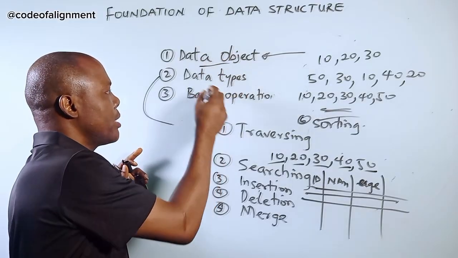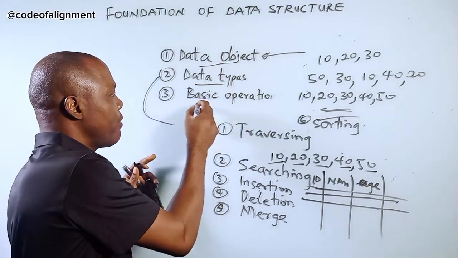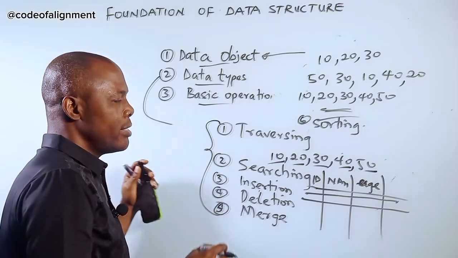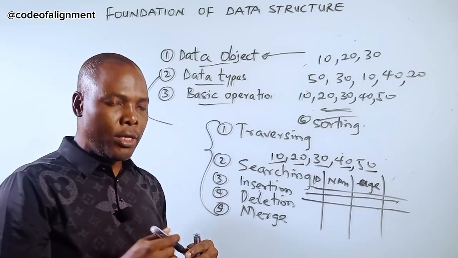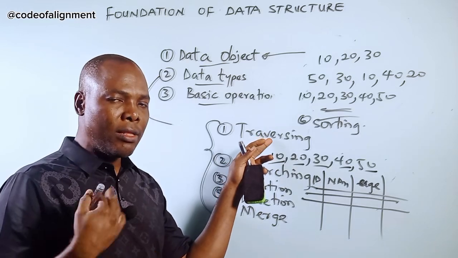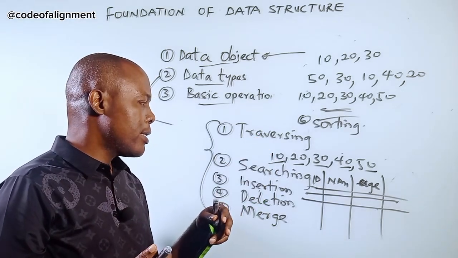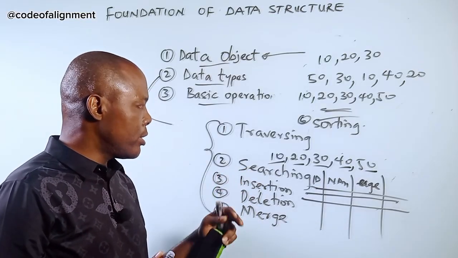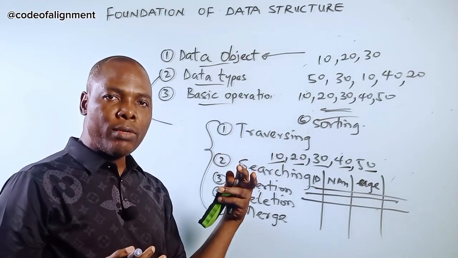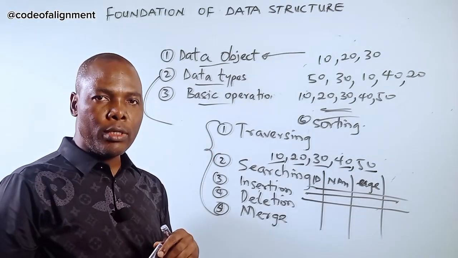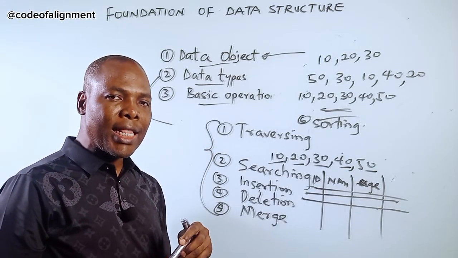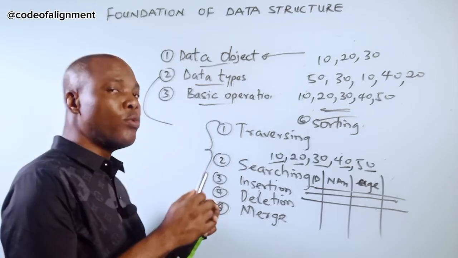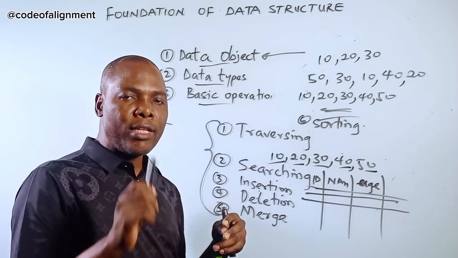We have seen data objects, we have seen data types that define the nature. We have also seen basic operations. And if you look at all these things, this is basically what human life is all about. Traversing, you are looking at your experiences in life, right? Searching, inserting, deletion, merge, sorting. Many other ones we are going to look at. So that is what I want to show you in this class. In the next class, I'm going to show you the architecture of the memory again. Then we can now move into individual data structures.